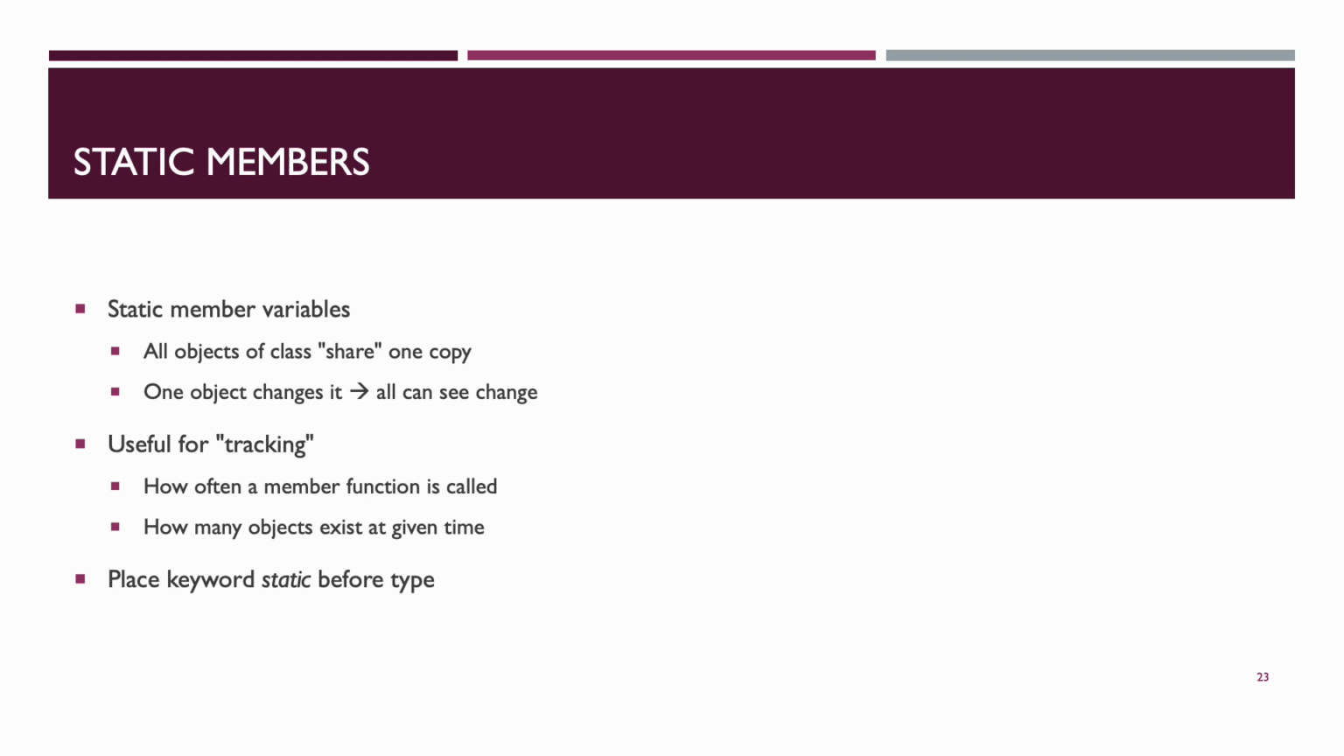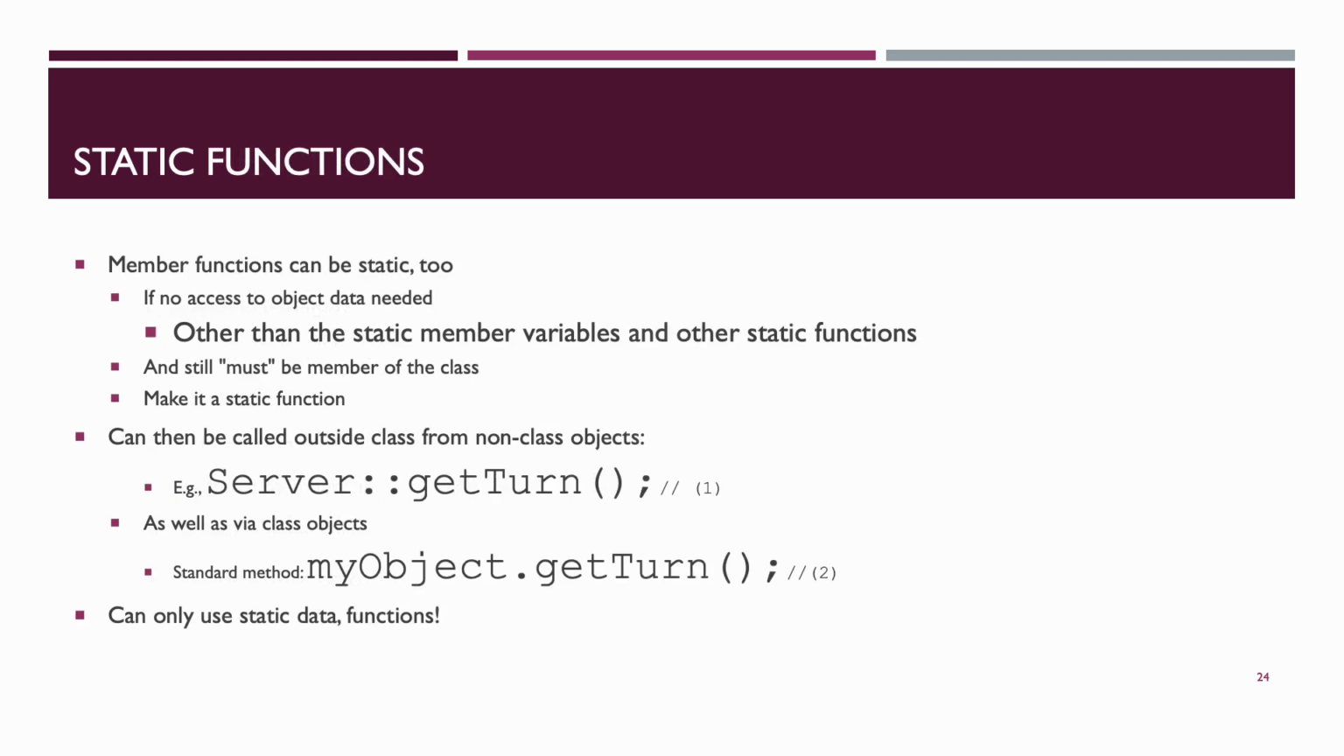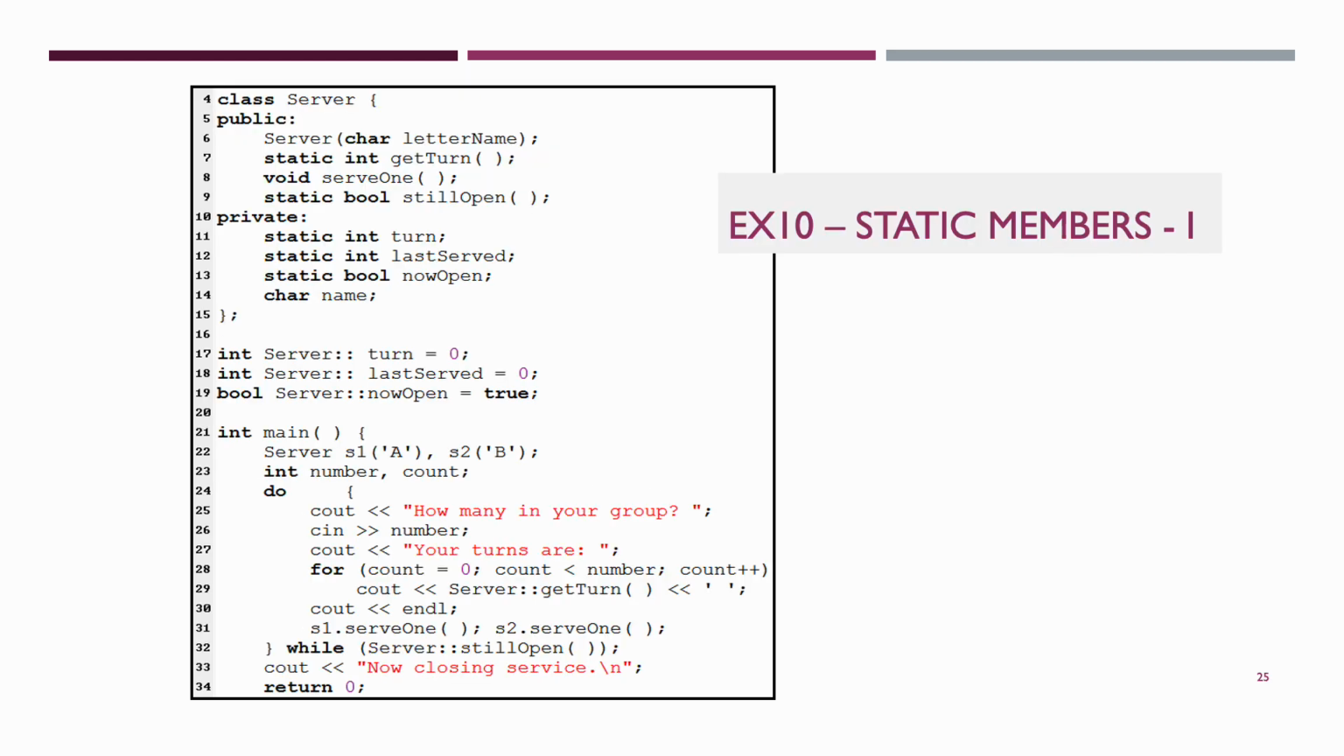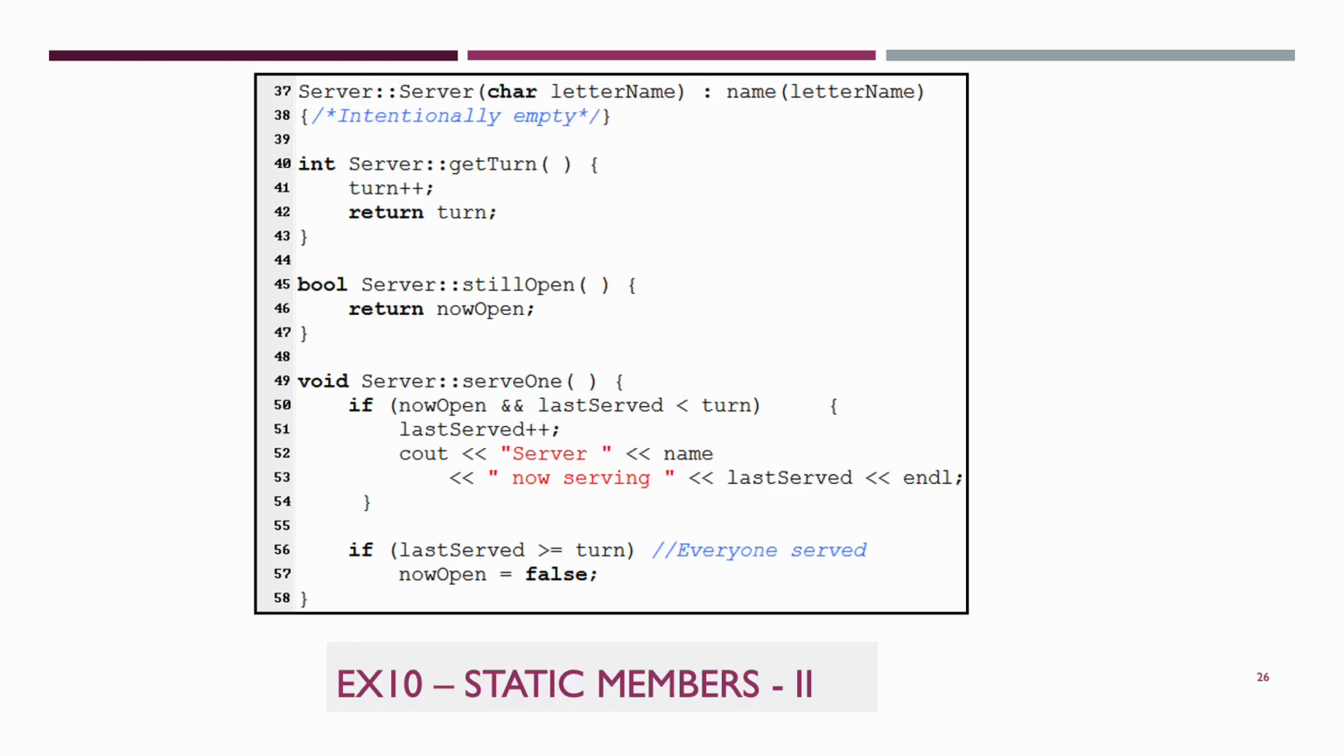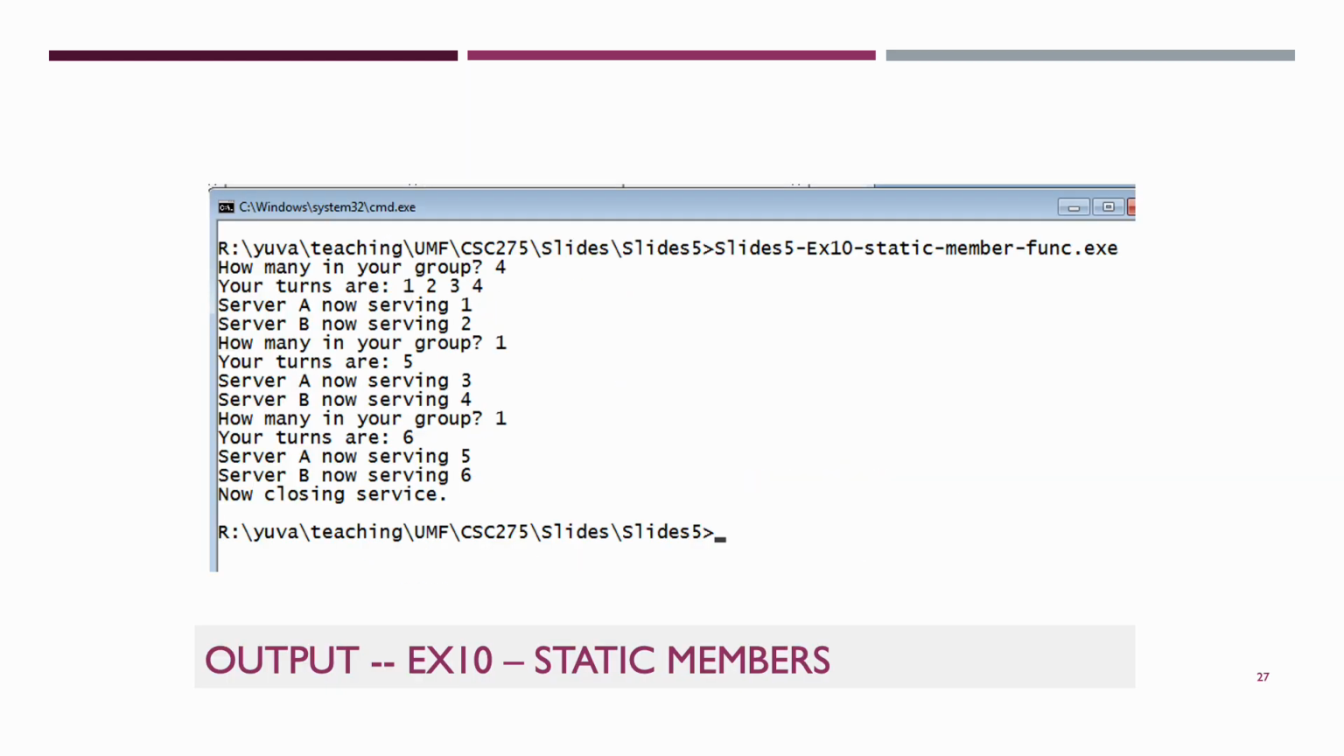We'll see the example for this: place the keyword static before the type. Let's just keep this and go here. You'll see where we use the static keyword before the variable declaration. Before the data type integer, we wrote static, like static int, static bool. This is how we place the static keyword inside our code. You will go through this code, nothing new, just the static. You will go through this example, and here's the output.